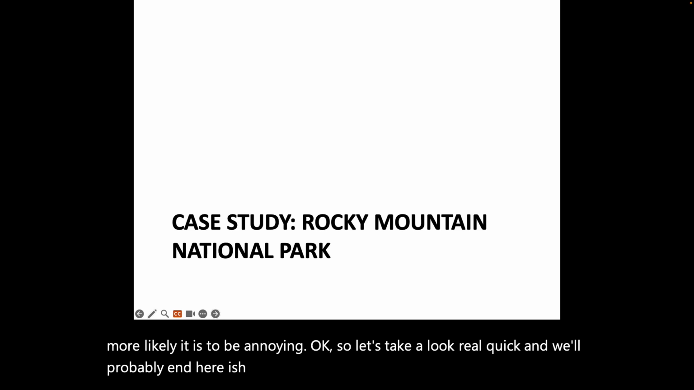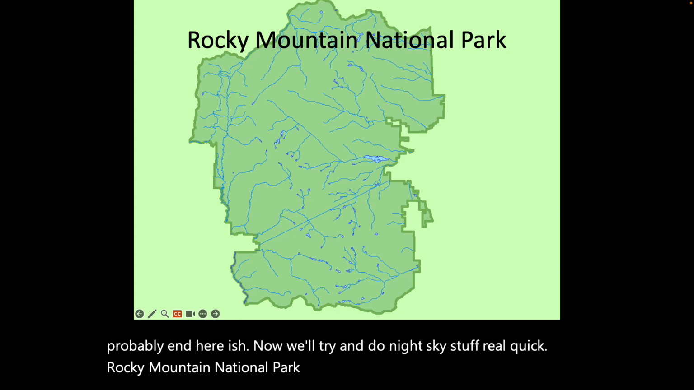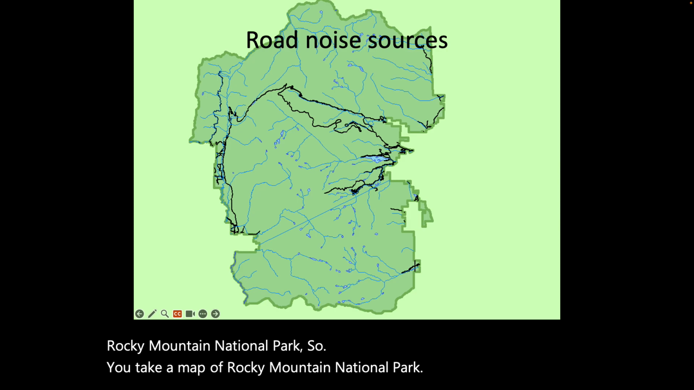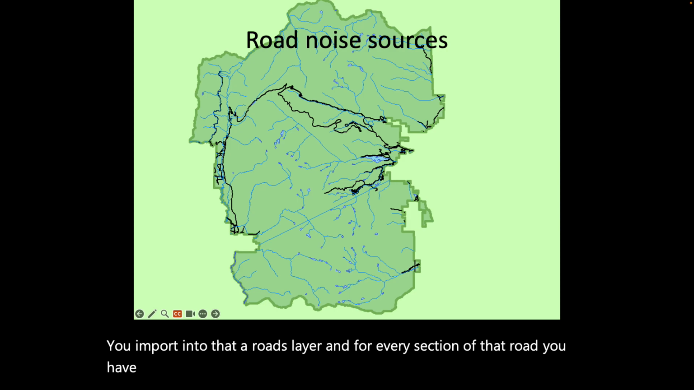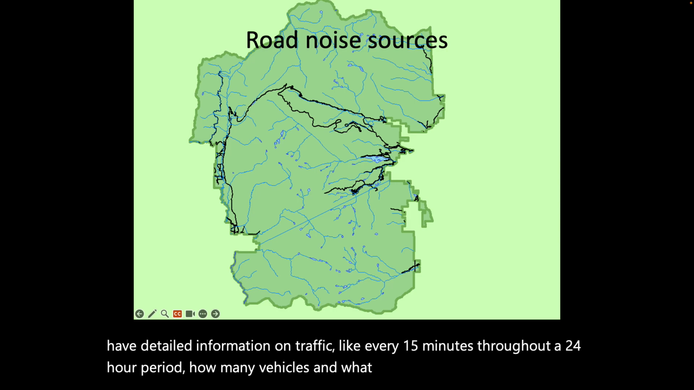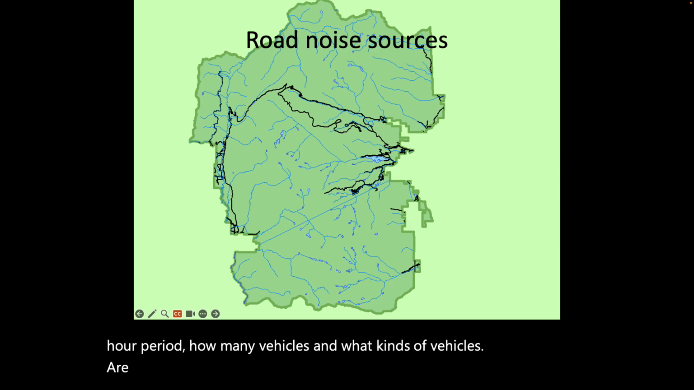So, let's take a look real quick, and we'll probably end here-ish. Now, we'll try and do night sky stuff real quick. Rocky Mountain National Park. So, you take a map of Rocky Mountain National Park. You import into that a roads layer. And for every section of that road, you have detailed information on traffic. Like every 15 minutes throughout a 24-hour period, how many vehicles and what kinds of vehicles are traversing that section and at what speed. What kind of tires do they have? What kind of pavement is it? There is low noise pavement, believe it or not, and there is very loud pavement.